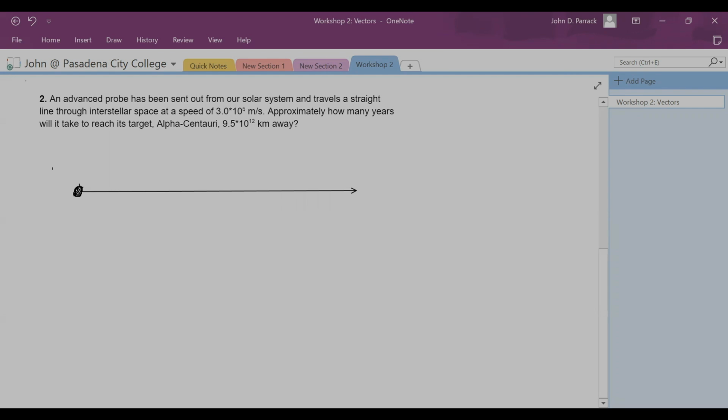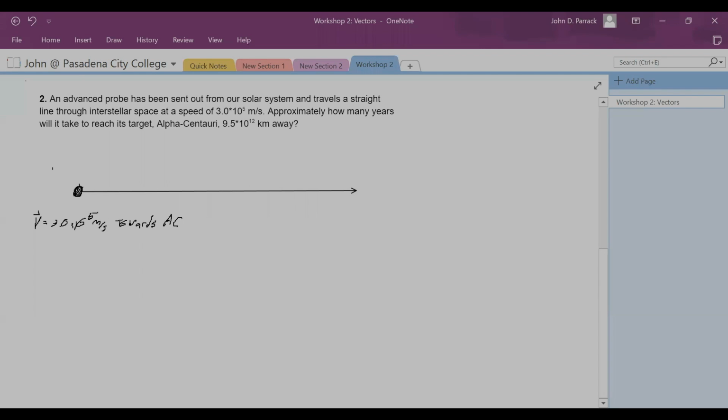So they tell us a speed. They tell us a direction. It's traveling toward Alpha Centauri. So we know the velocity is 3.0. So let's say velocity is equal to, this velocity is a vector, 3.0 times 10 to the 5 meters per second towards Alpha Centauri. I'll just say AC. All right.